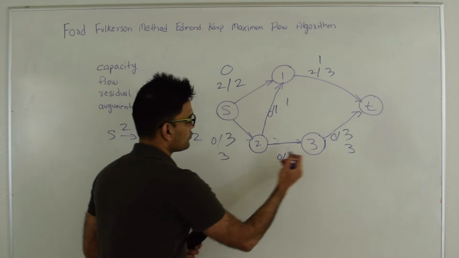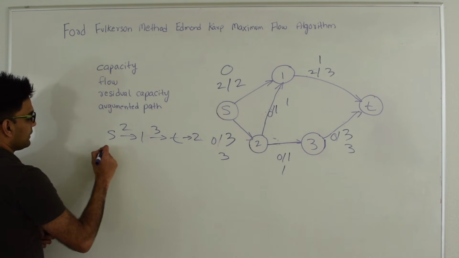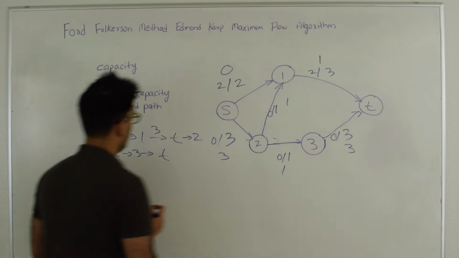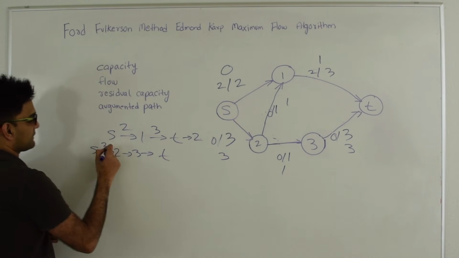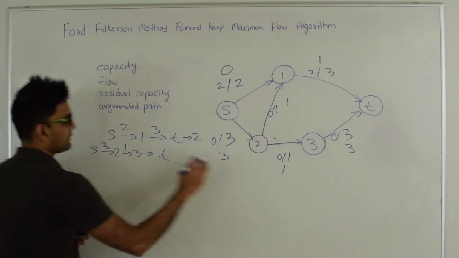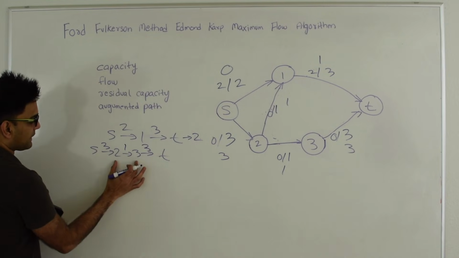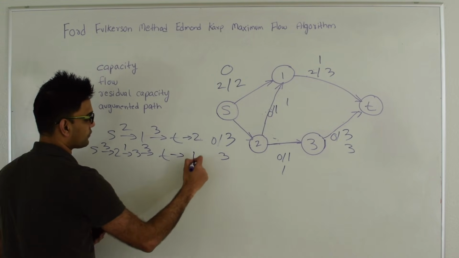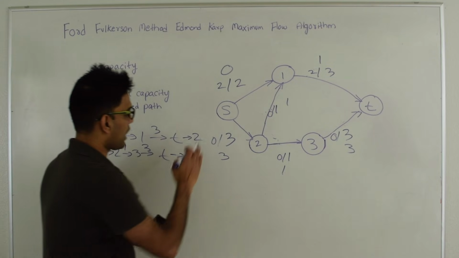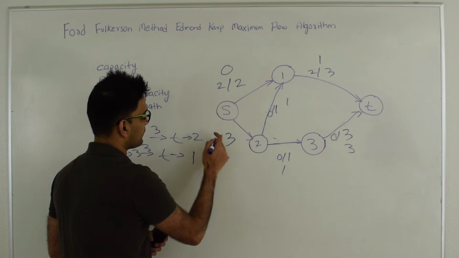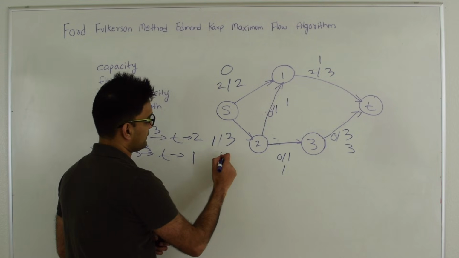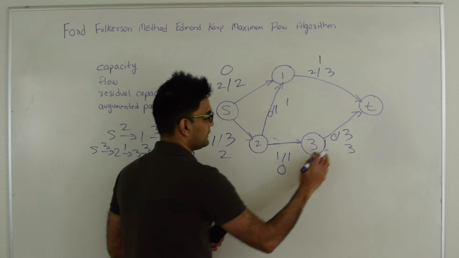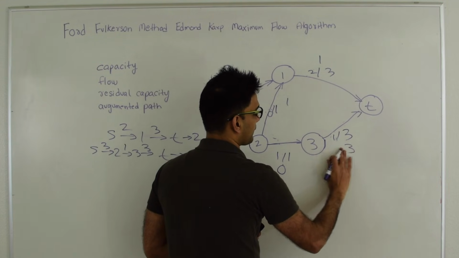So we can go S to 2, 2 to 3 and 3 to T. So the residual capacity here is 3, here it is 1 and here it is 3. So again the bottleneck here is this edge 2, 3. So the maximum capacity this path can handle is 1. So now the flow through this path is 1. So this becomes 1 of 3, and the residual capacity here is 2. This becomes 1 of 1, and then the residual capacity is 0. This becomes 1 of 3, and the residual capacity here is 2.